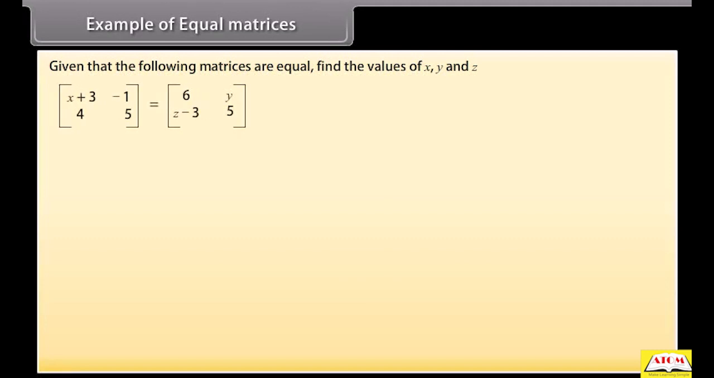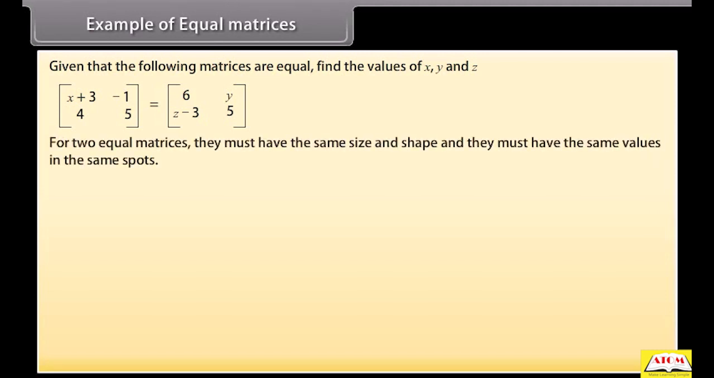Example of equal matrices. Given that the following matrices are equal, find values of x, y and z. For two equal matrices, they must have the same size and shape and they must have the same values in the same spots. Or we can say A11 must be equal to B11, A12 must be equal to B12 and so forth.